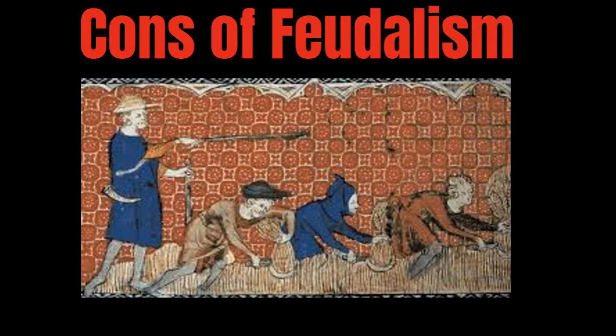Of course, with any sort of political society comes a list of cons as well. Some of the cons of feudalism are as follows. First, while easy to uphold on paper, feudalism didn't always work out as it was intended to. This caused a lot of different kinds of issues for various groups involved in the feudal system.